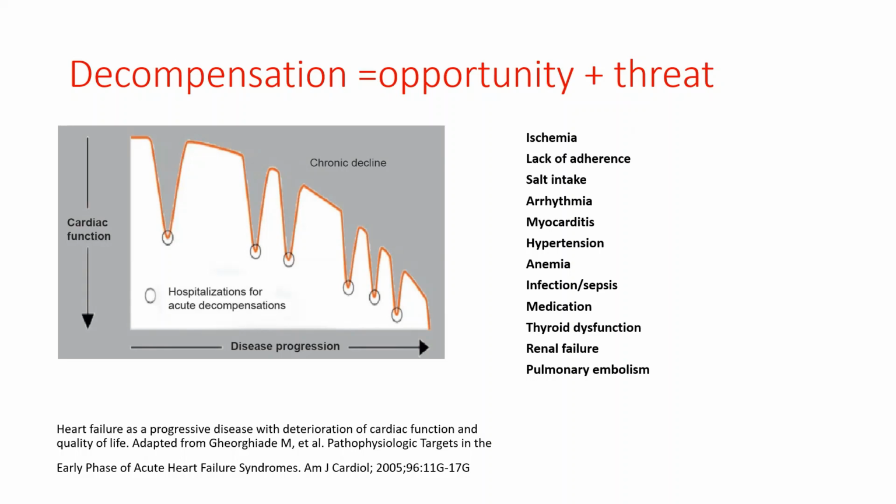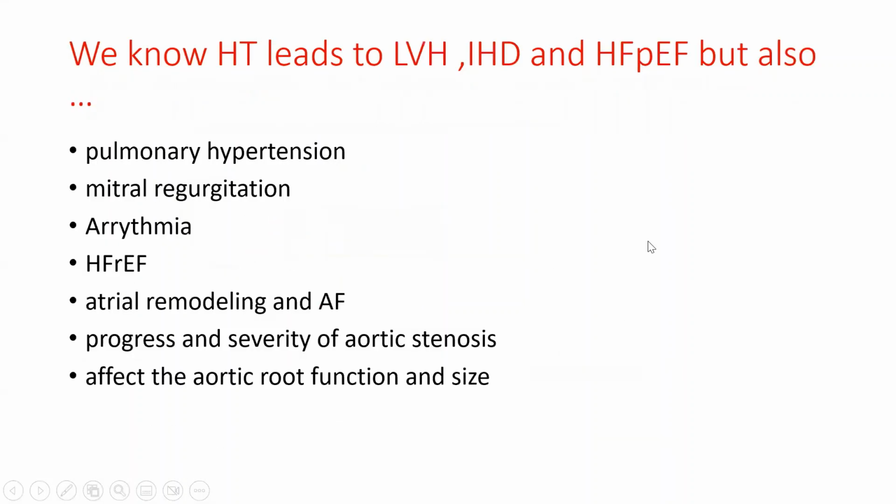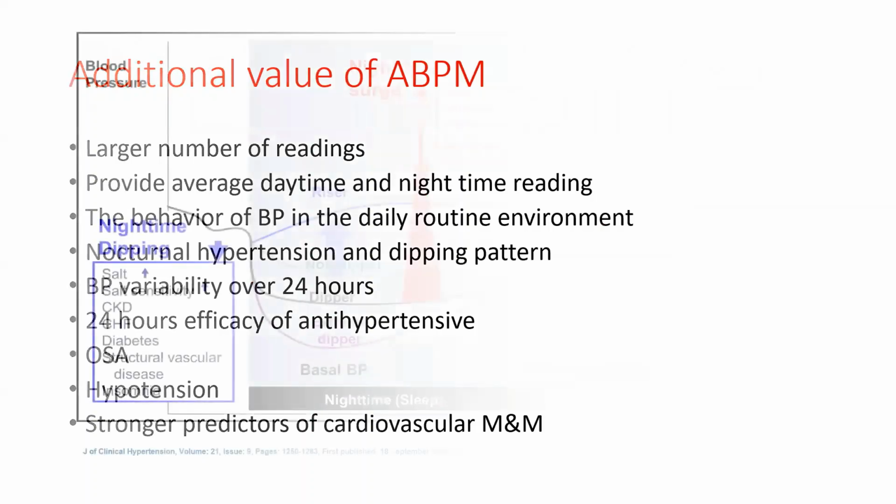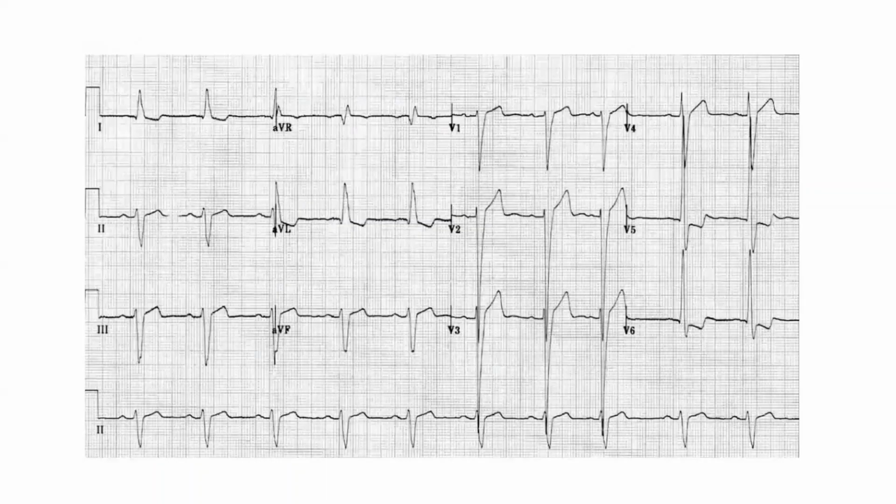Now, what are the causes of decompensation? Ischemia, lack of adherence, salt intake, arrhythmia, myocarditis, hypertension, anemia, infection, medication like non-steroidals, thyroid dysfunction, renal failure, and pulmonary embolism. So in the history, you have to elicit the causes of decompensation because this is important. Now, hypertension, I'm also going to skip for later discussion.